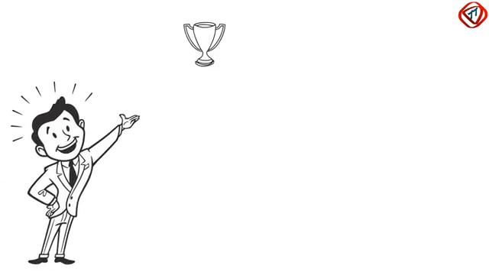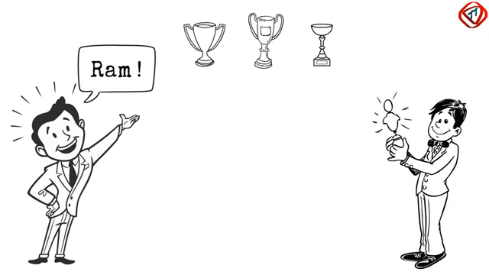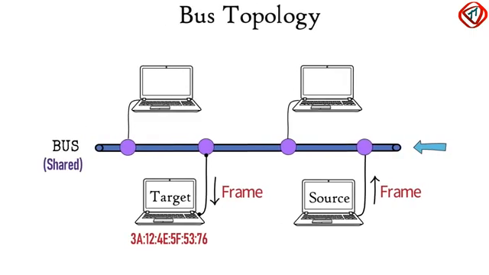Suppose you are distributing prizes as per the results of a competition. You ask Ram to come on the stage for his reward. So only Ram will go and collect the prize. Same is in the case of bus topology. Only that computer accepts the frame to whom it is addressed.